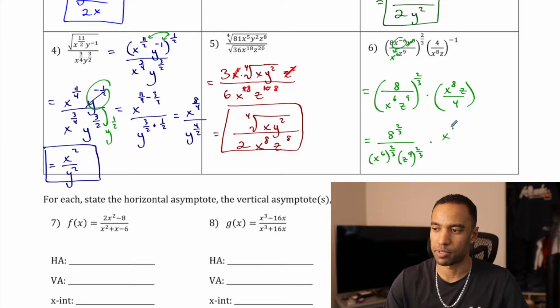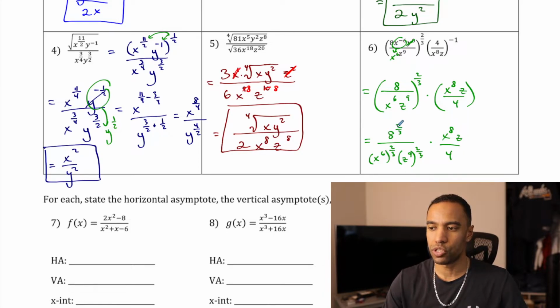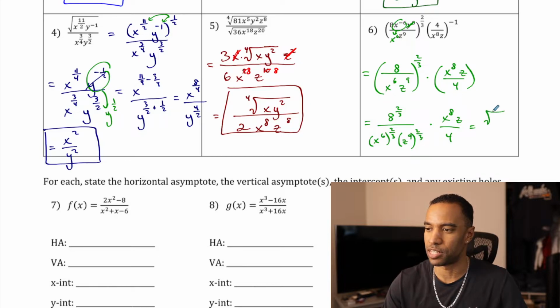This is once again times x to the 8th z over 4. Now, 8 to the 2/3 power, that one I will definitely convert for us here. That is the cube root of 8 squared. Oh, running out of room on this problem. Times x to the 8th times z.